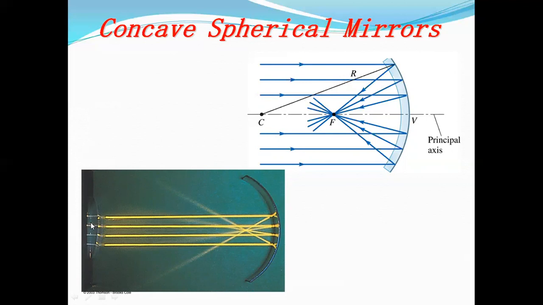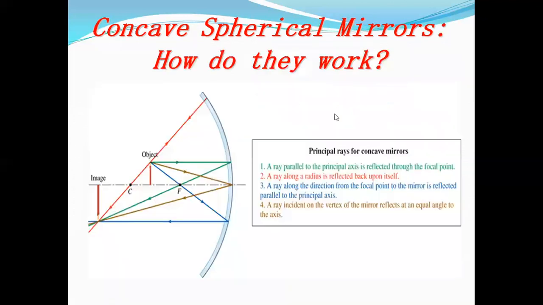If you see here, this is the practical situation. We generated 4 light sources, and they are parallel to the principal axis, and they must meet at the focal point. And this is the practical image formation of a concave spherical mirror. Here we see that the size of the image is larger than the size of the object in the general case. And this is the real picture format.